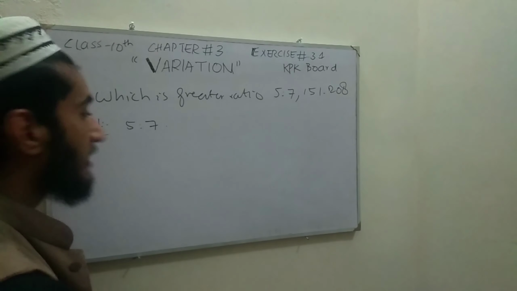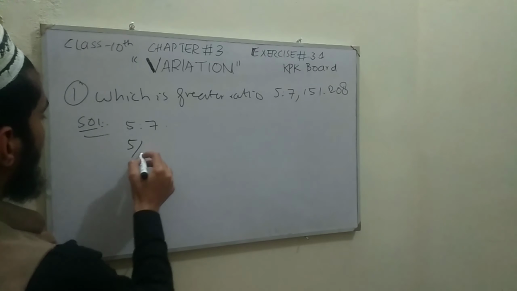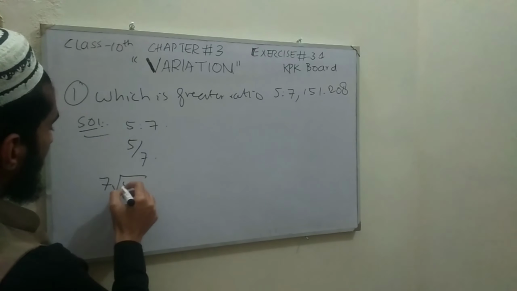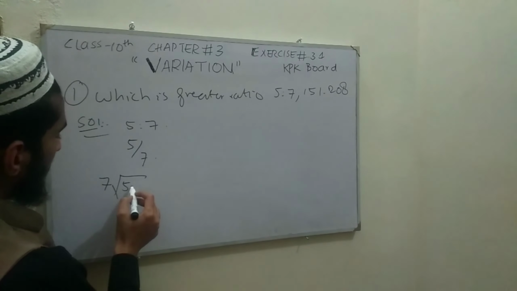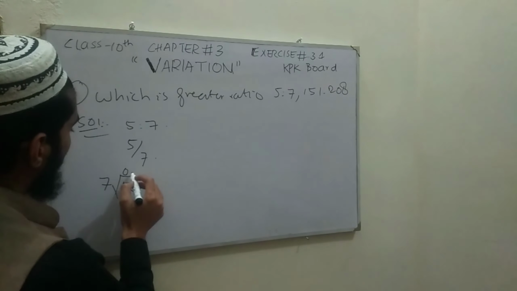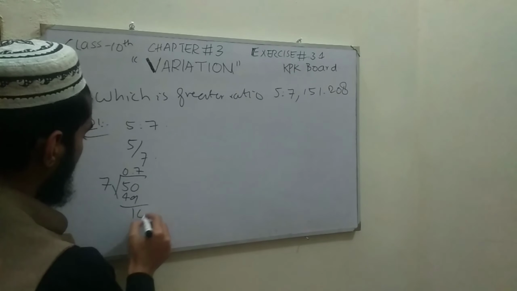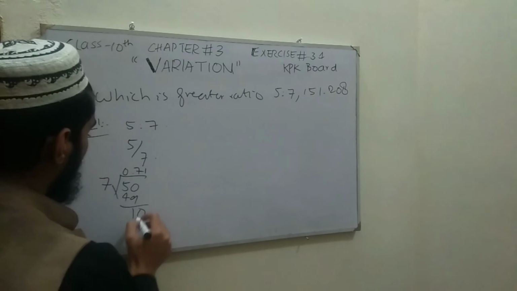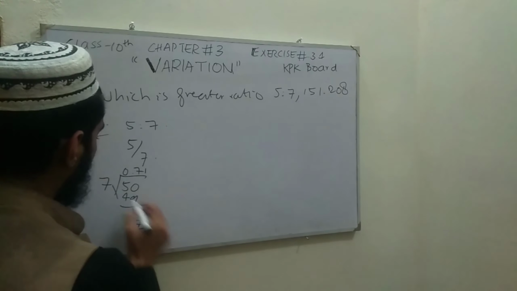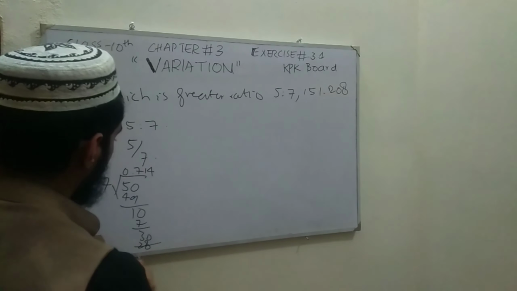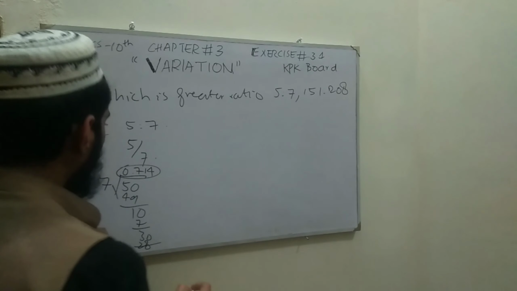Remember that a ratio can be written in the form of division, just like 5 divided by 7. So dividing 5 by 7, it cannot be divided, so taking 0 here and also here 0.7. 7 multiply 7 gives us 49, 50 minus 49 gives us 1, 0, 7 multiply 1 gives us 7, 3 zeros, so 7 multiply 4 gives us 28. So this is the value for 5 divided by 7.